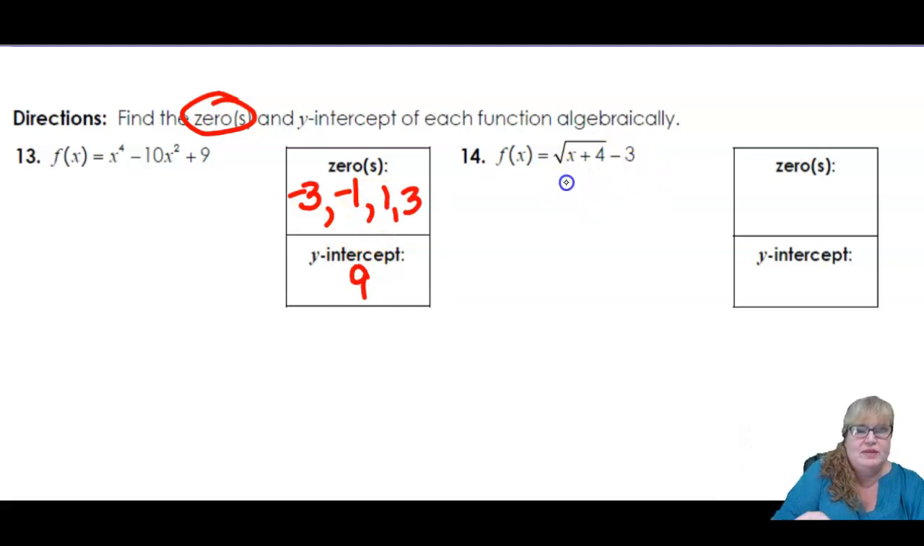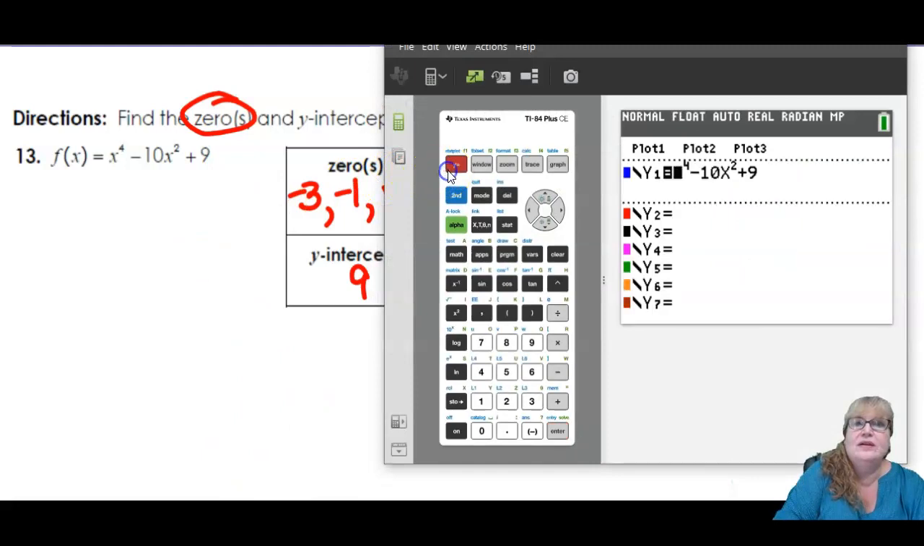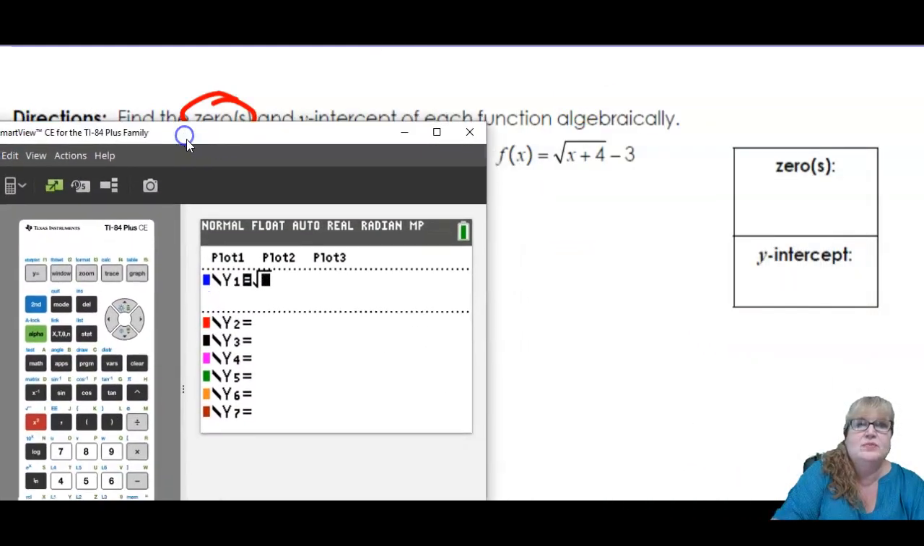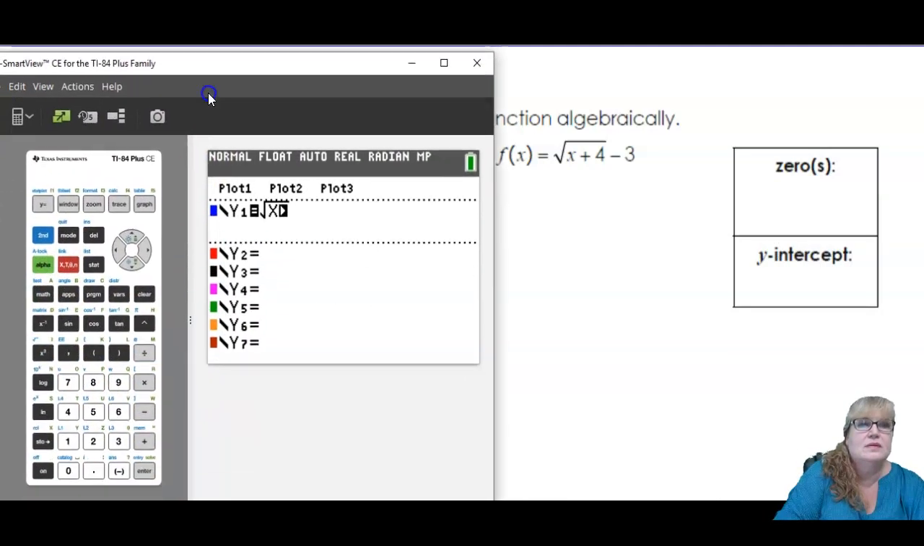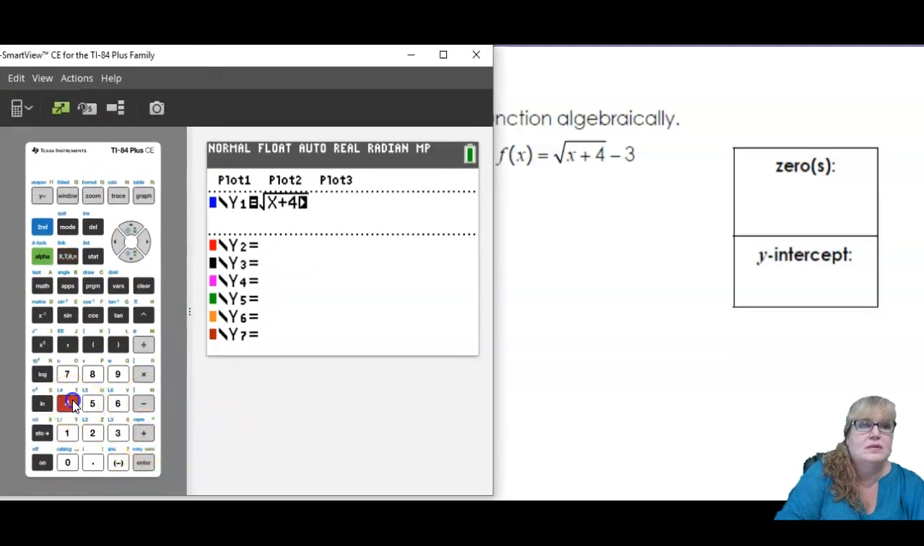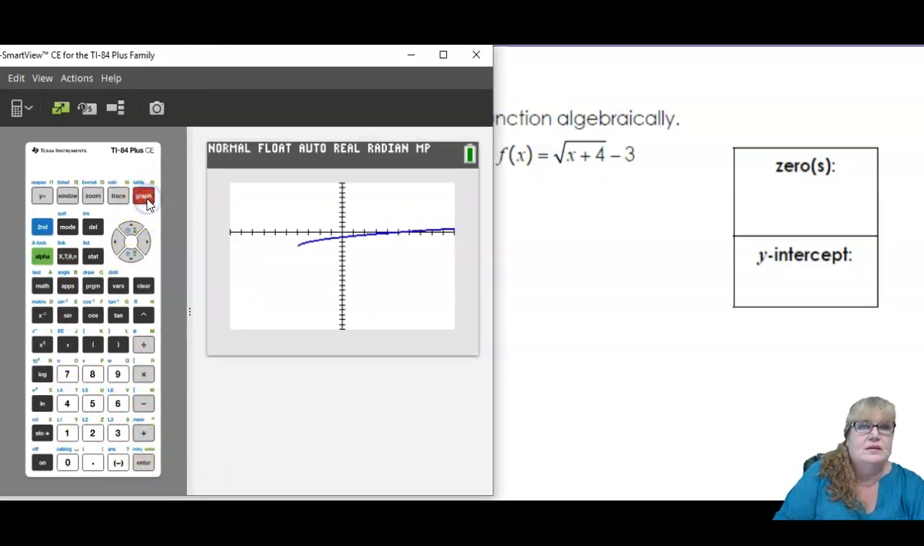Now you can do the same thing for this one. I don't really think I need to type this, but I'm going to show you because it has a square root. The graph can be a little bit misleading. Square root of x plus 4, arrow to the right so I'm not in the box anymore, and then a -3.